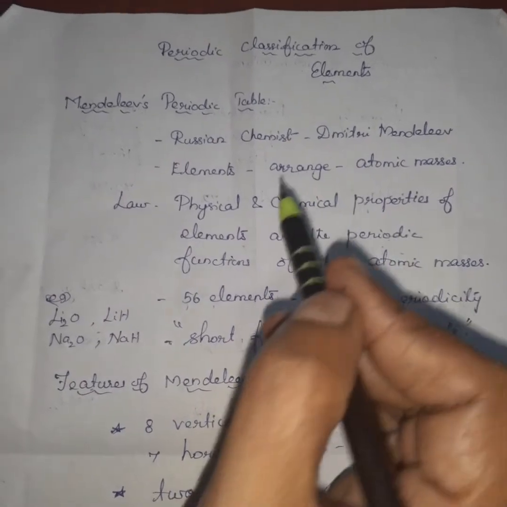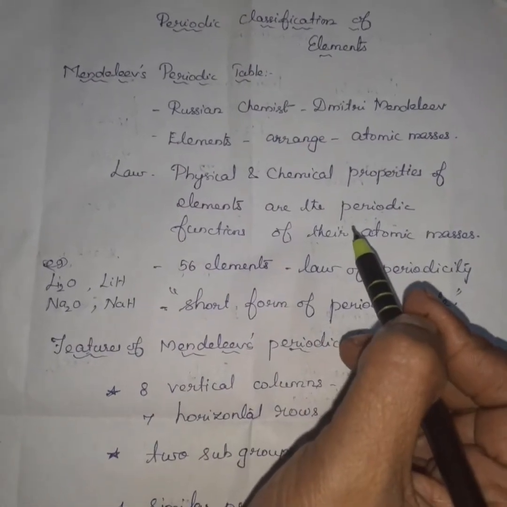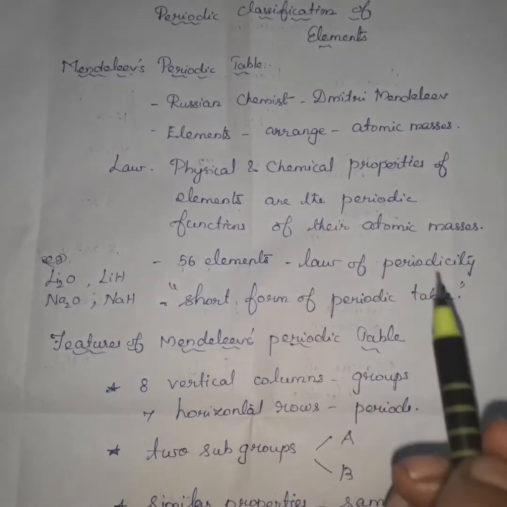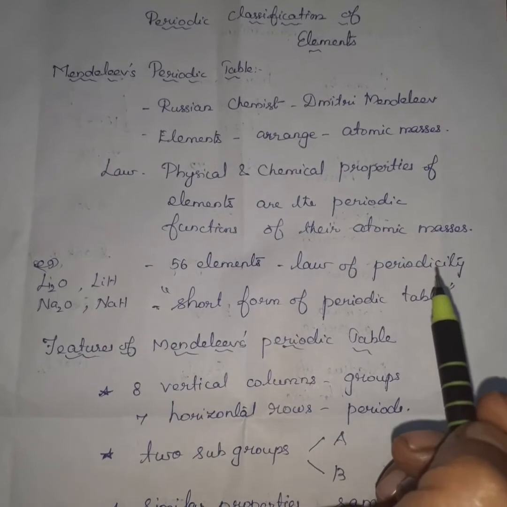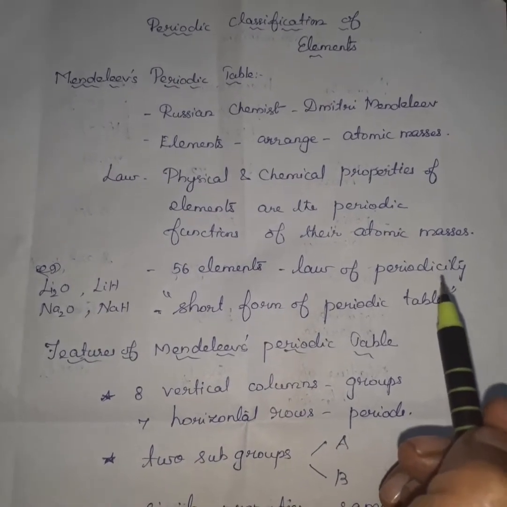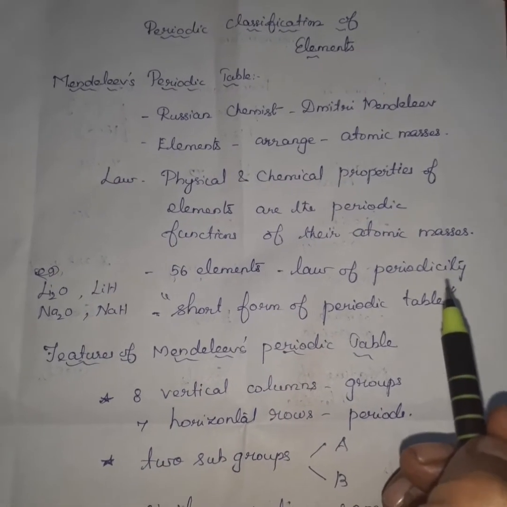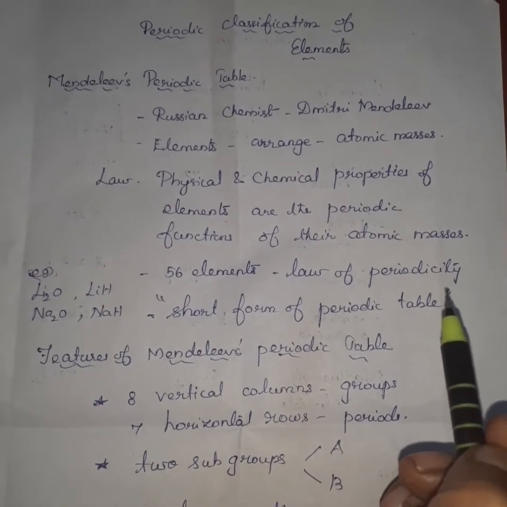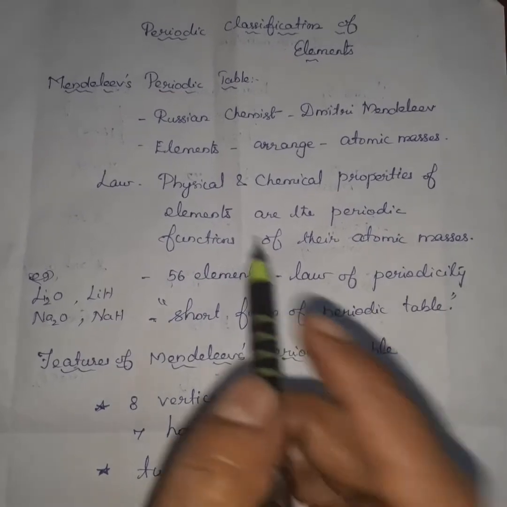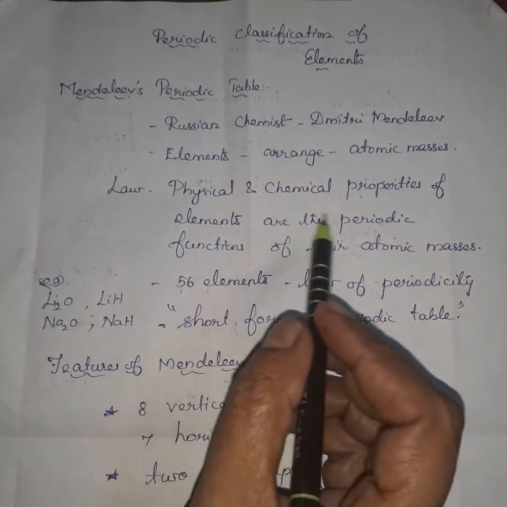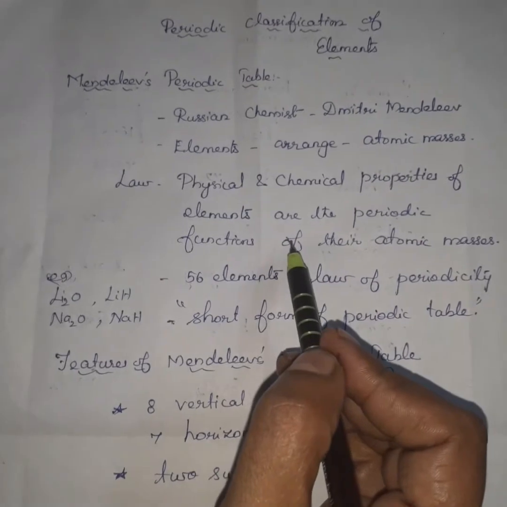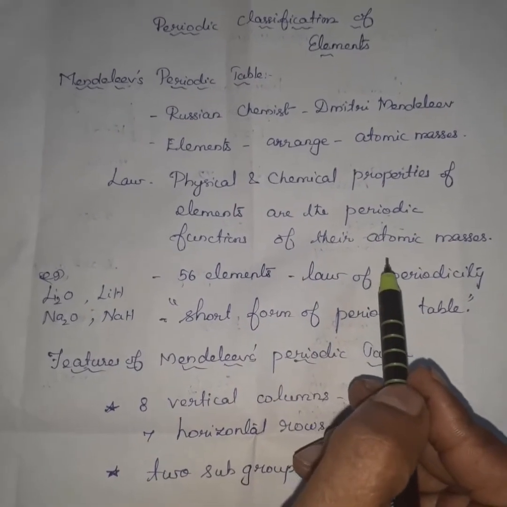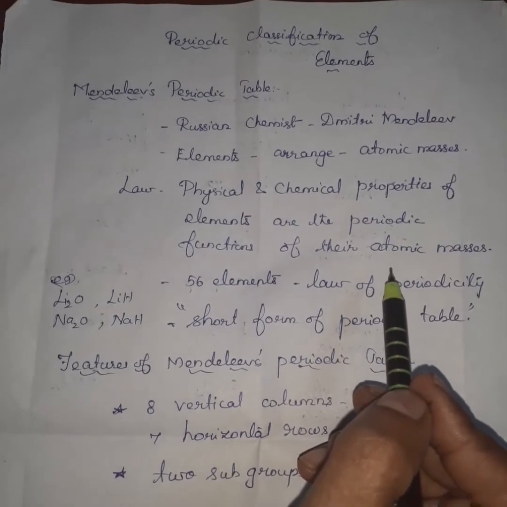What is atomic mass? The mass of one atom of the element is called atomic mass. So he arranged the classification of elements according to the atomic masses. This law states that the physical and chemical properties of elements are a periodic function of their atomic masses. So this is called the law of periodicity.